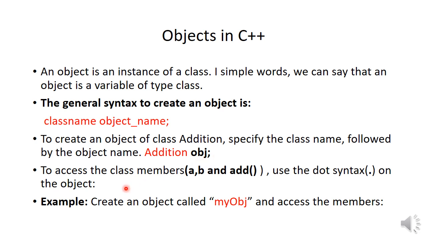So if I want to access the members of an object, I have to use the dot operator. An example: we want to create an object called myobj of a class called Addition. So I define the class called Addition, and suppose that this class contains 3 members. We have 2 data members, A and B, and 1 member function, which is called add. To access these, I have to use the dot operator. For example, if I want to access data member A by using this object, I write the object name, dot, class member.